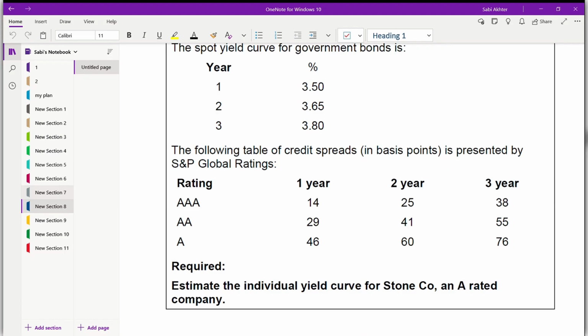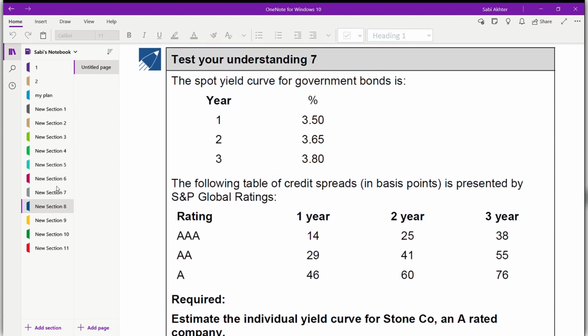Test your understanding 7. Here you have been given 3 separate years, and the government bond yield curve is separate for the 3 different years. Why is it? Earlier we just went through one risk-free rate which we added to the credit spread. Now why 3? Because when the year increases, the risk-free rate cannot remain the same. That also changes in reality. Okay, this is more practical.